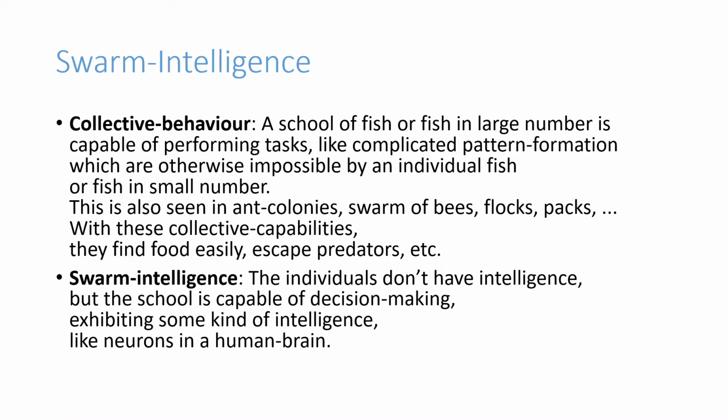So this is about swarm intelligence, the collective behavior of a group of organisms, like a school of fish, which is different from the individual behavior. A school of fish, for example, will be able to perform complicated tasks like pattern formation, which is otherwise impossible for an individual fish. This is seen in ant colonies, bee swarms, flocks, packs, etc. With this collective behavior, they will be able to find food easily and escape predators.